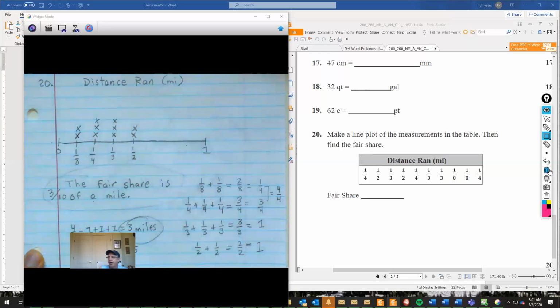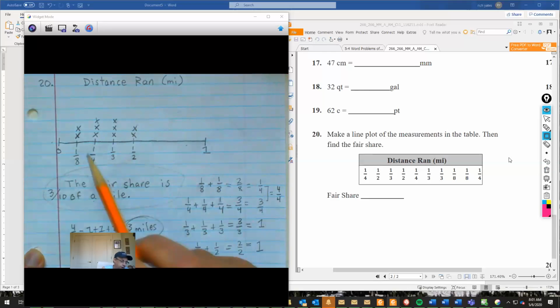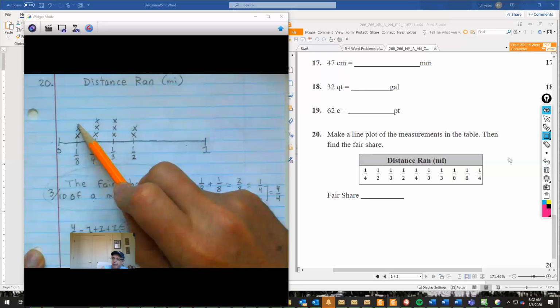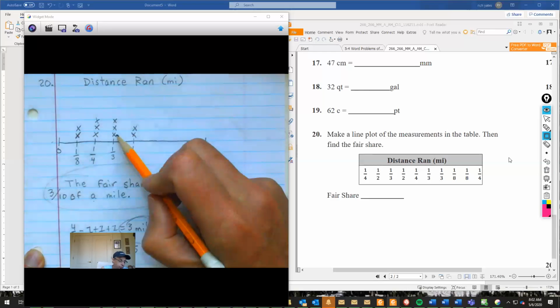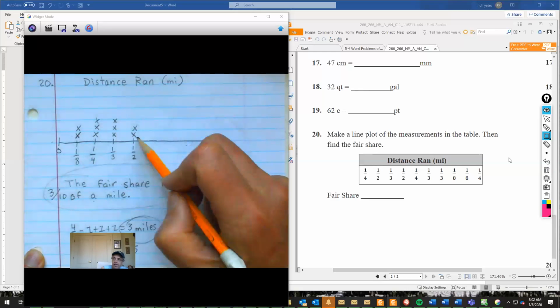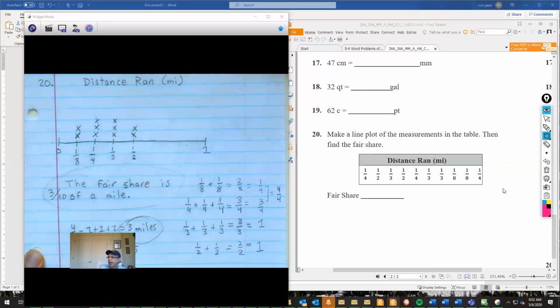Then what I do is I count up the number of people that ran each distance. For 1/8 of a mile, it looks like 2 people did. For 1/4 of a mile, it looks like 1, 2, 3 people. For 1/3, 1, 2, 3. And for 1/2, 1, 2. So for each person that ran, you're going to put an X on the chart. So for example, what I'll do right here is for 1/3, I see that there are 3 people that ran that distance.